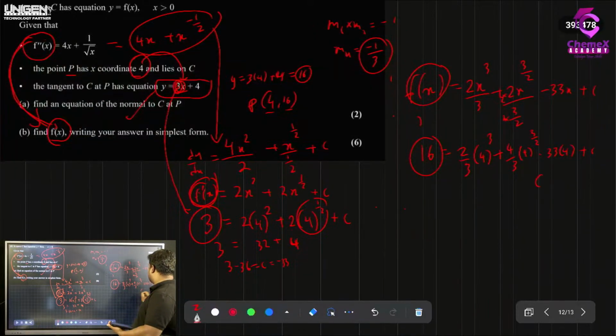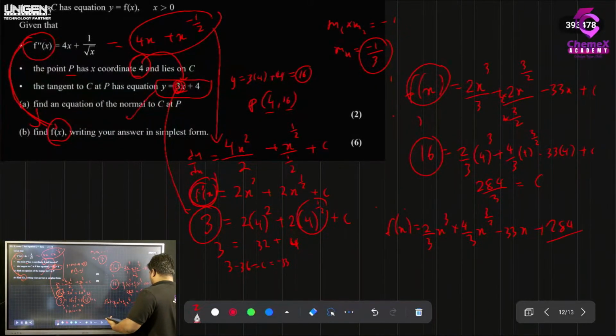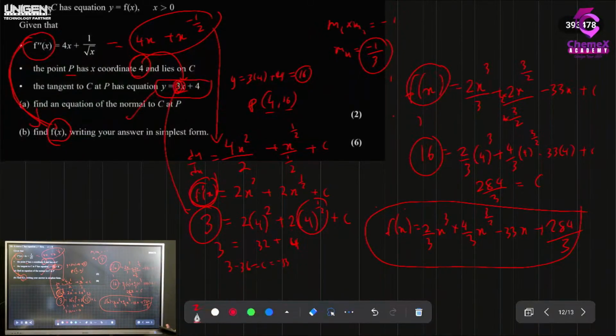So after that you can find c. c is going to be 284 over 3. After that write f(x) from the beginning. 2 over 3 x cube plus 4 over 3 x to the 3 over 2 minus 33x plus 284 over 3. So that's the final answer of that entire question.